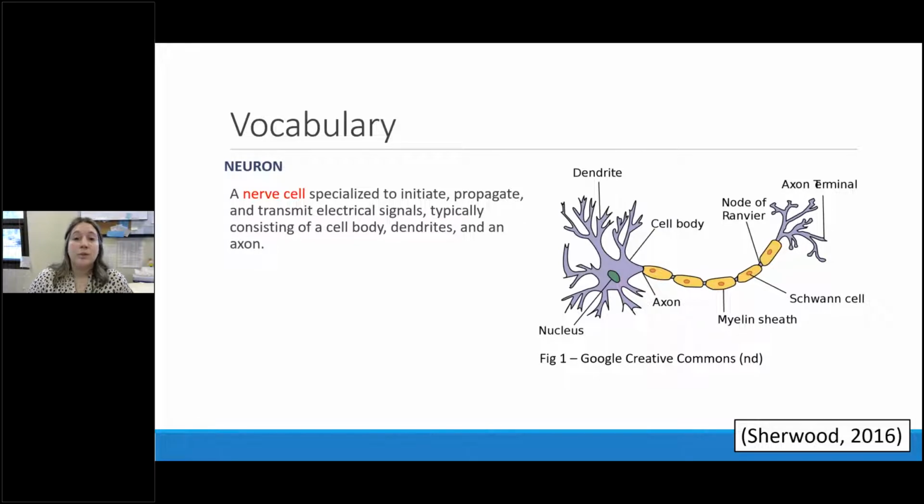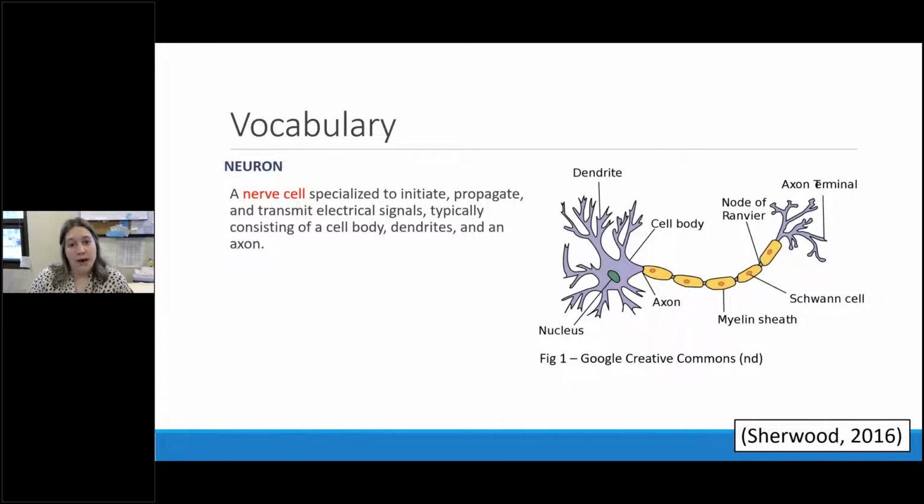To begin, we must understand what a neuron is. A neuron is a nerve cell specialized to initiate, propagate, and transmit electrical signals, typically consisting of a cell body, dendrite, and an axon. In short, it's a specific type of cell. Our bodies have muscle, skin, bone, blood, and nerve cells. We are focusing on one particular type of cell.